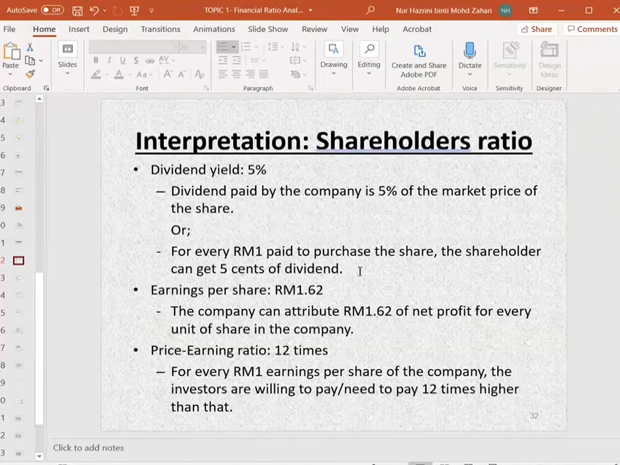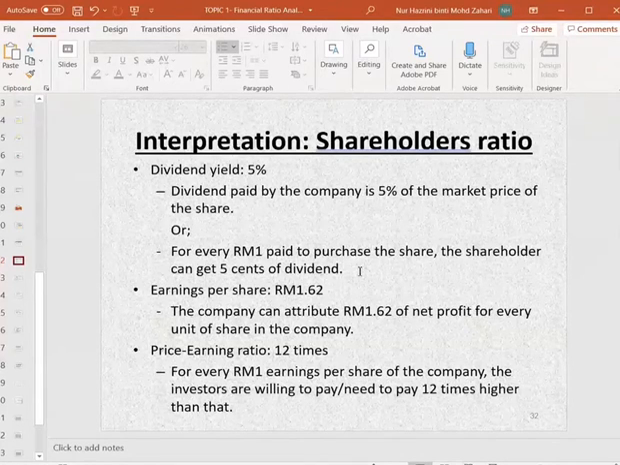Okay, so if you purchase the share and you pay 1 ringgit for 1 unit of share, you can get 5 cents of dividend only. So you decide lah whether it's good or not. For this one, of course, the higher the better. The company that can pay higher dividend means it is better for the shareholders.